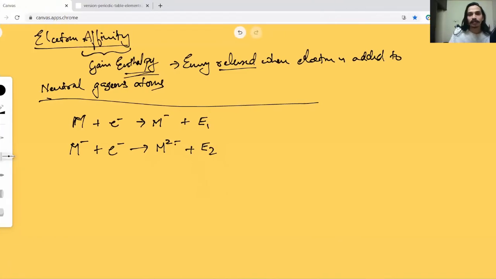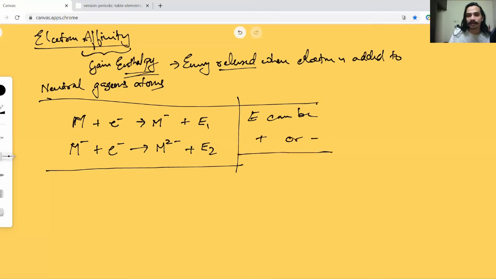Now there is again a difference in enthalpies, which depends on what type of atom you're working with. For example, say I have an atom that has accepted an electron and become an anion. It's already an anion, and we're trying to make it an anion further. So the energy value over here can be either positive or negative.